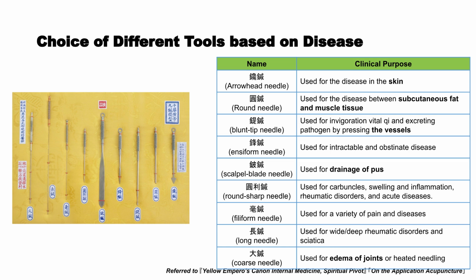For example, arrowhead-shaped needles stimulated the skin and subcutaneous tissue for dermatological conditions. Blunt-tip needles were used to press the vessels, invigorating vital qi and excreting pathogens. Scalpel blade needles were used for cases requiring surgical treatment, like abscesses from wounds. Coarse needles were used to remove swelling and adhesion in cases like intra-articular swelling or muscle tendon adhesion conditions.